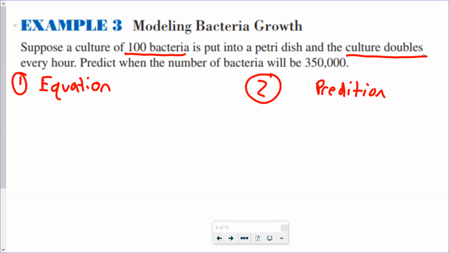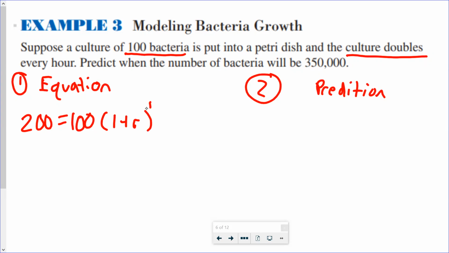Now, if you're like, I don't get that, well, let's just talk about it. If we start with 100 and it doubles every hour, that means in 1 hour, I will have 200, right? Now, what we want to figure out is what our rate is going to be. So we're going to have 1 plus r, raised to our time. Well, we said it doubles every 1 hour, so our time will be 1.